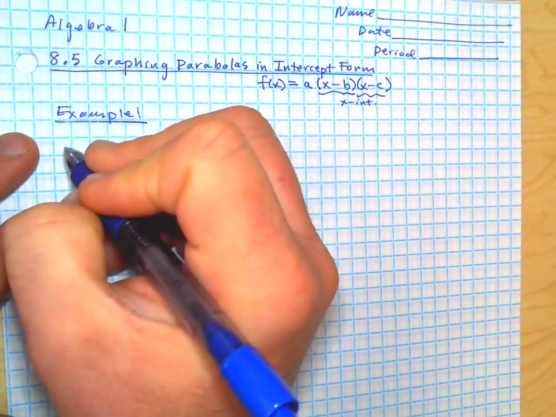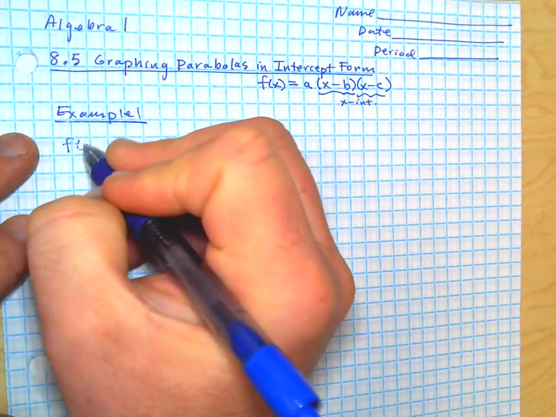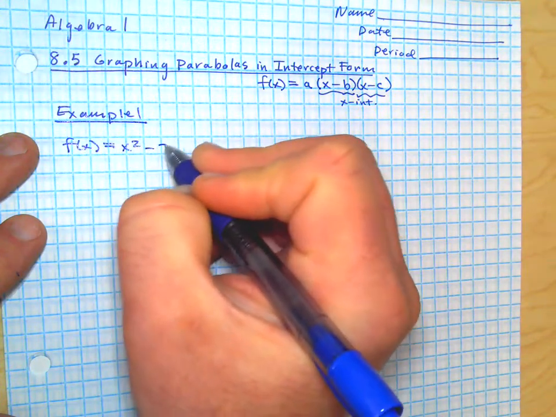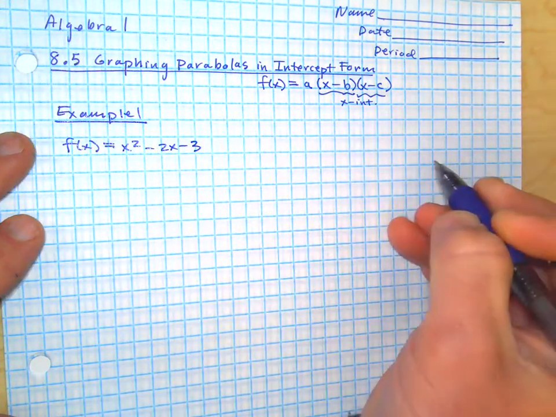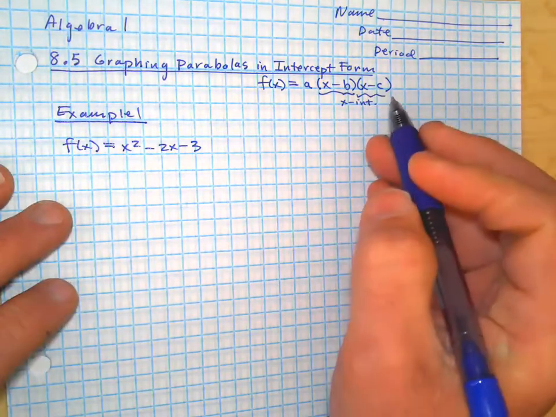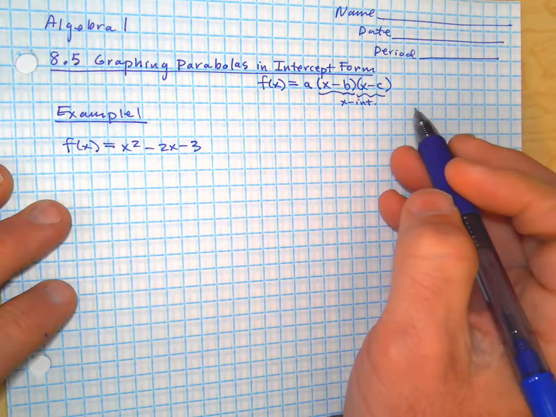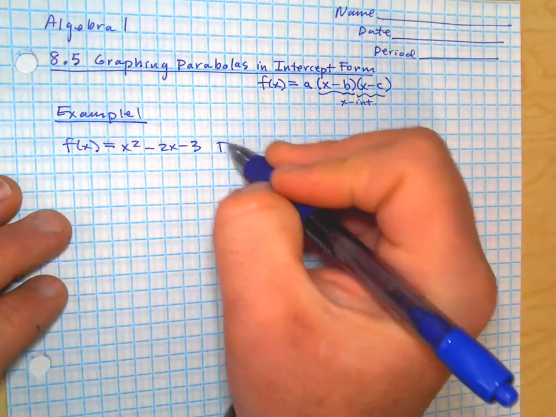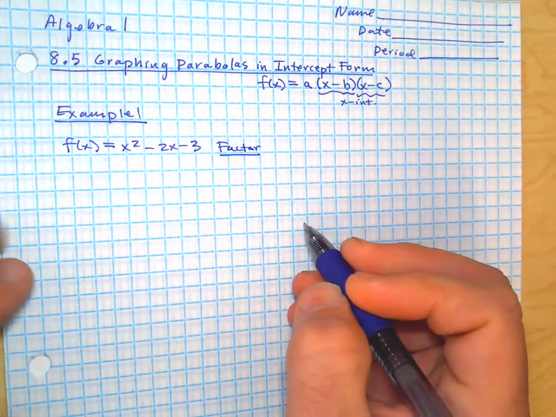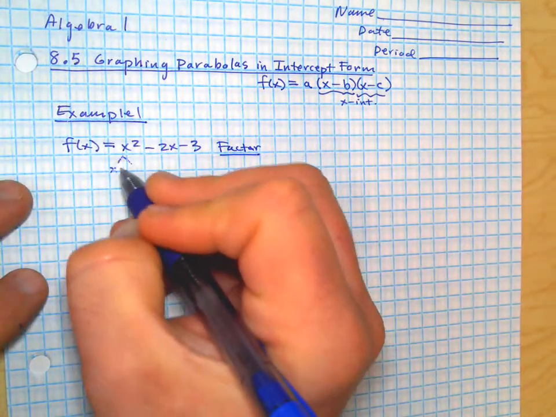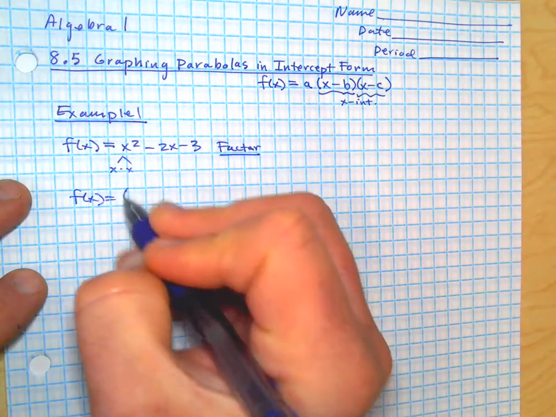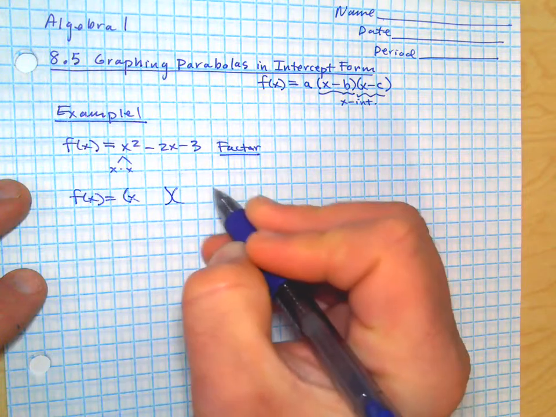So example 1, we're going to start with this function. F of x equals x squared minus 2x minus 3. And we're going to try and find the x-intercepts. So the way we find x-intercepts, we've done this before recently, is we factor, right? So you've got to factor it to find the intercepts. So we've got to find a pair of numbers that multiply. You guys know it's going to look like this when we factor it.